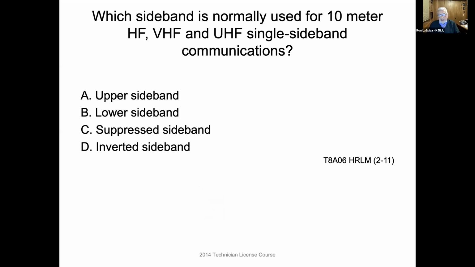Okay, which sideband is normally used for 10 meter high frequency VHF and UHF single sideband communications? Now this is something that you have to learn. I want to give you the way that I learned the answer to this question. Now you can memorize the answer or you can learn it this way if you like what I'm going to tell you next. First of all, we have some bands that have very long wavelengths. Long wavelengths were on the left-hand side of that chart that we saw. The short wavelengths are on the right-hand side of the chart.